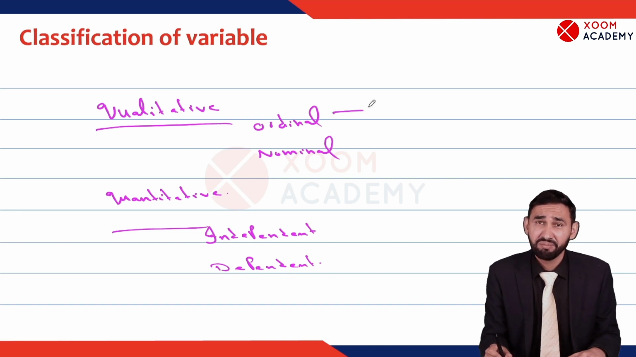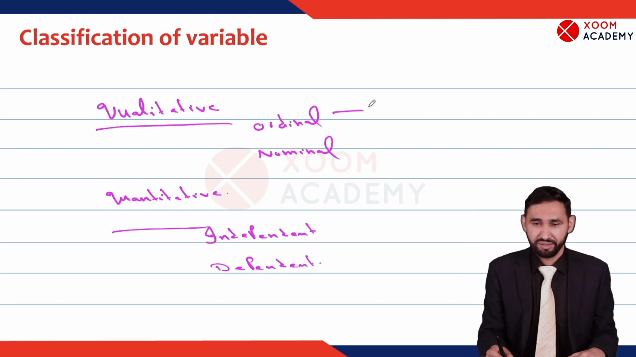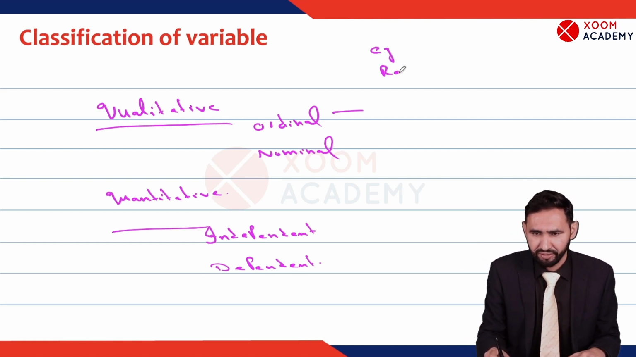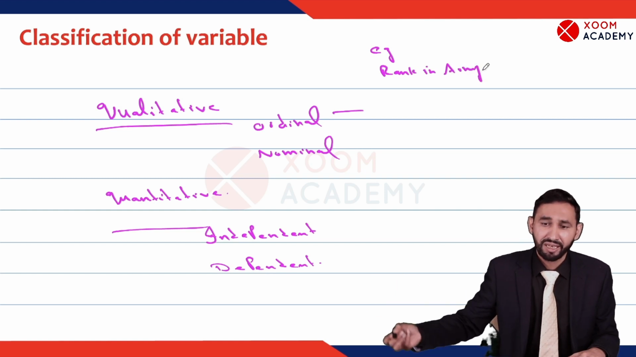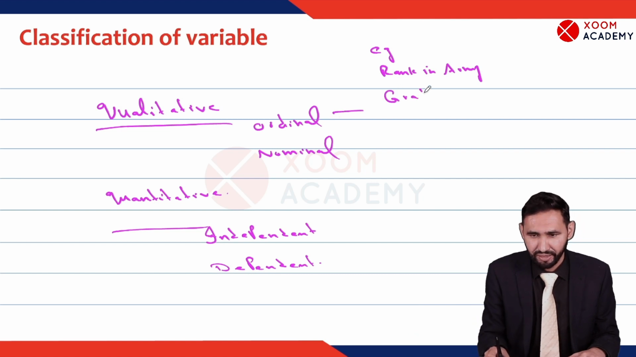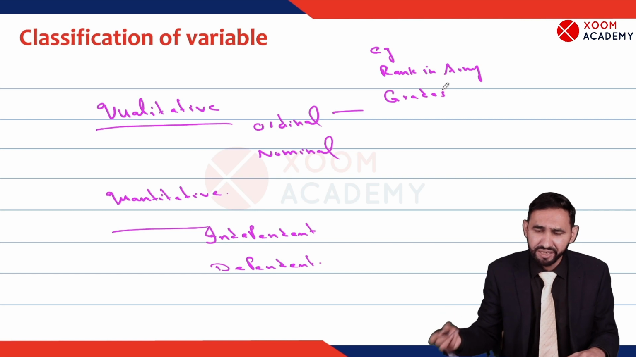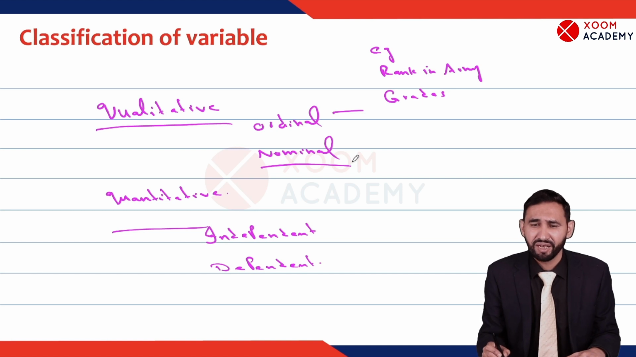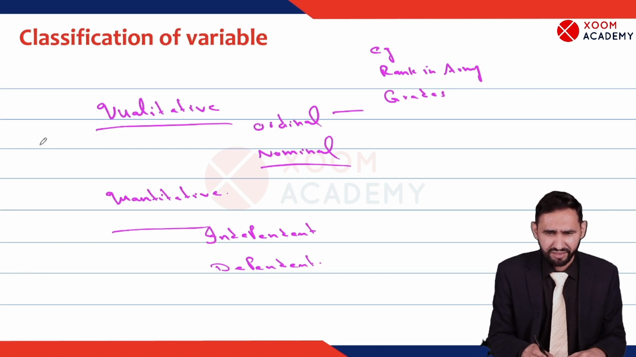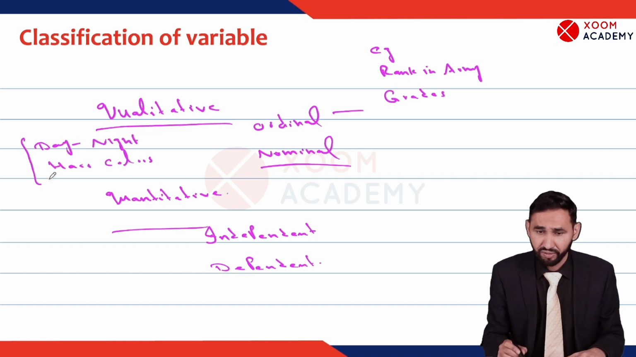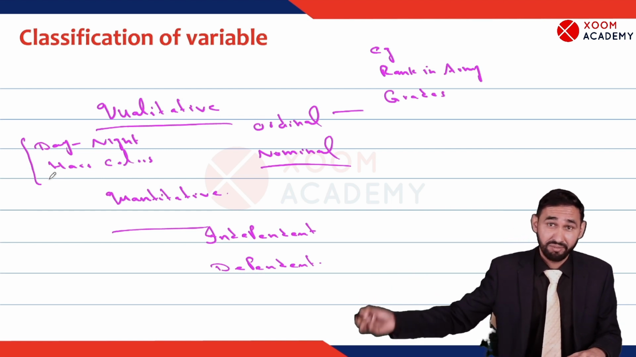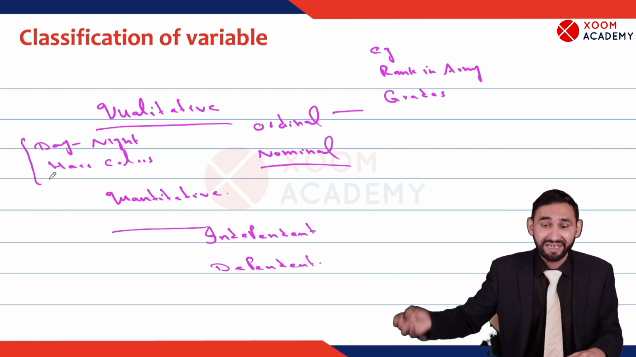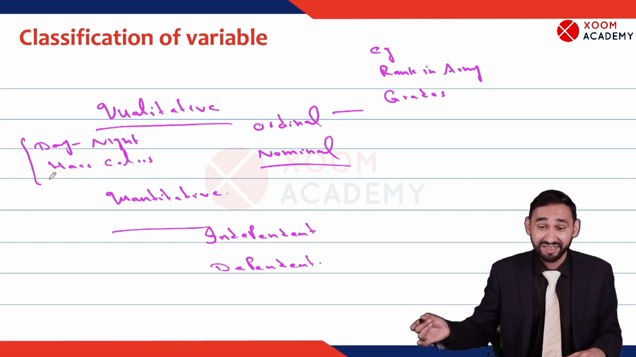Ordinal, by name, suggests those which can be arranged in order. For example, ranks in army can be classified in an order like lieutenant, captain, major. Our grades and marks can be classified in order like A grade, B grade, C grade, D grade. And nominal, which can't be classified in order, like day and night, hair colors. We can't organize them in an order. Hair color can be gray, black, white. We can categorize ordinal data, but we can't categorize nominal data into order.